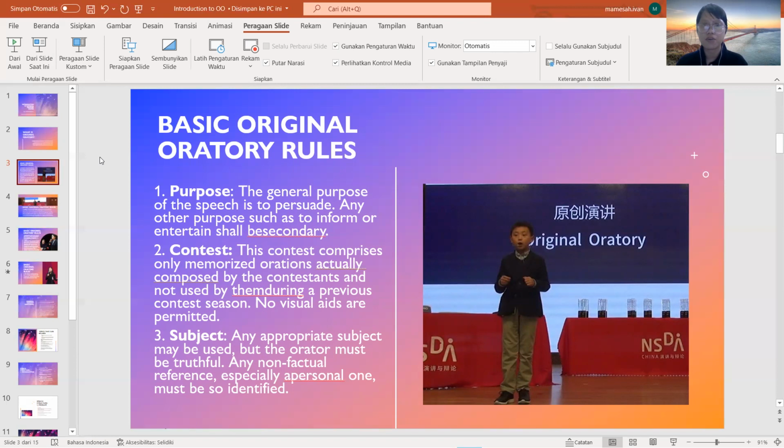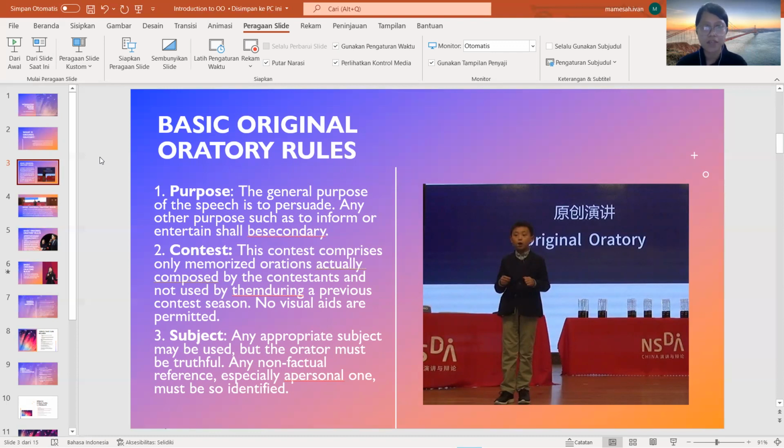But in original oratory, please dress well, like just pretend that you're an important person, and then dress well like a president or a member of the parliament, for example. I think that is how you should ideally dress. Just make yourself look neat in front of the judge.